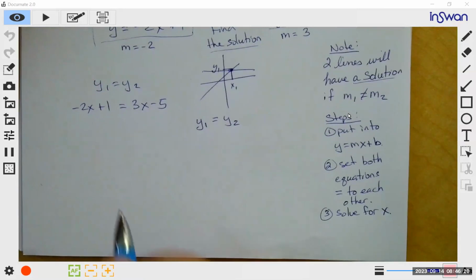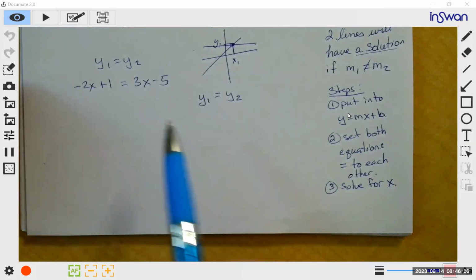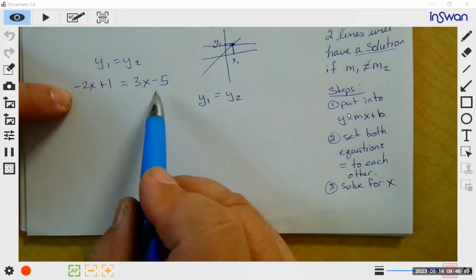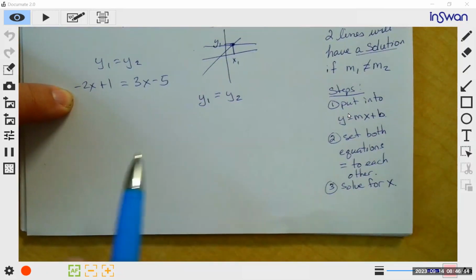Solve for x. Okay, here we have another mini lecture. We're trying to get x by itself, right? We have x's on both sides. Which one do we move? Which one's smaller? The -2 is smaller than 3. Always move the smaller x to the larger x.